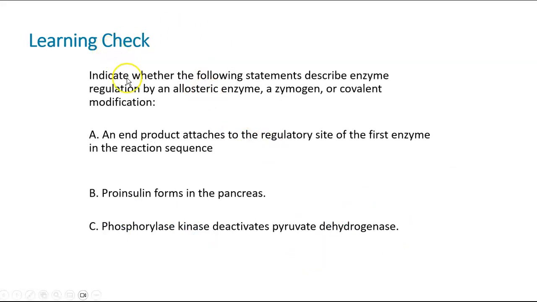Now let's do a learning check. Indicate whether the following statements describe enzyme regulation by an allosteric enzyme, a zymogen, or covalent modification. So by reading the sentences, can you identify what type of regulation that is?